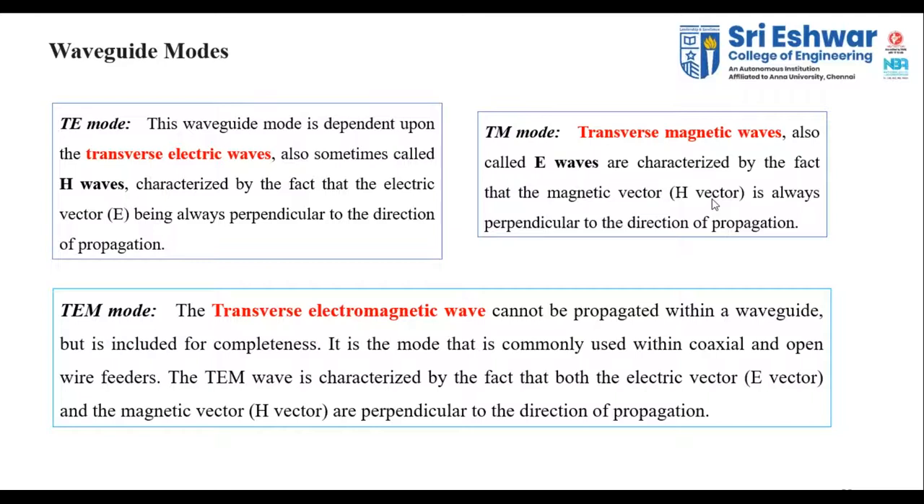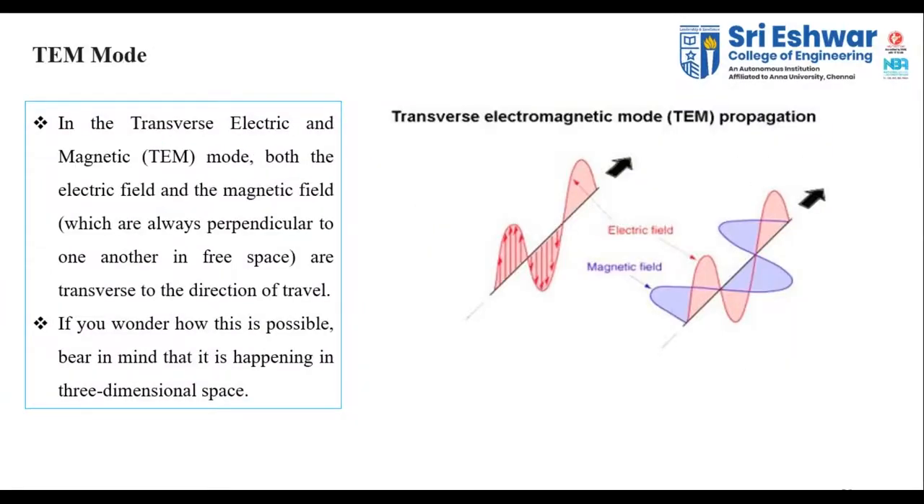If you go for TEM mode, that is transverse electromagnetic waves, you combine both electric and magnetic. In this case, electric vector E and magnetic vector H are perpendicular to the direction of propagation. Please see the diagram. Here the electric wave and magnetic wave are both present. Try to imagine what is electric and what is magnetic, and you know the direction. Next, I will show the video of how the electric and magnetic waves are present one by one. Here the electric wave and magnetic wave are perpendicular to each other in the TEM mode of operation.